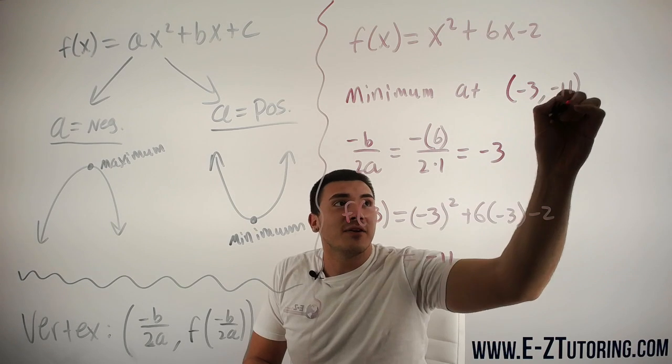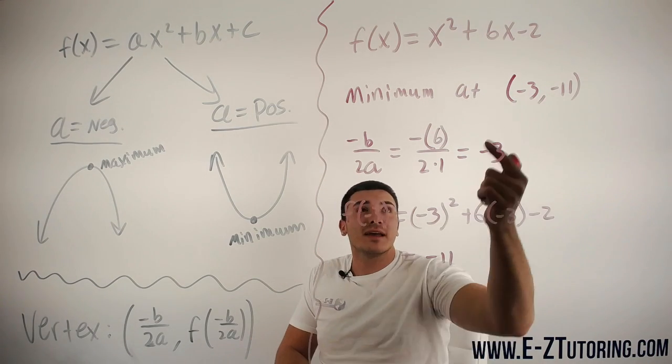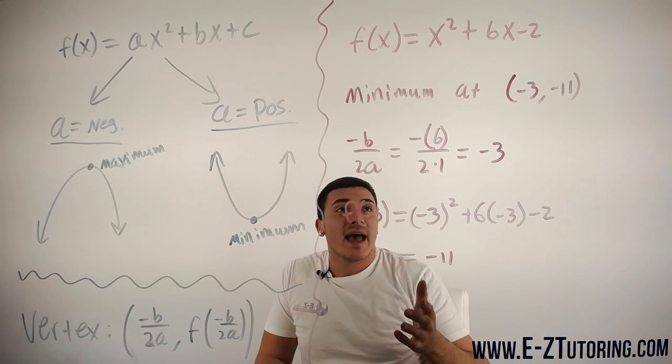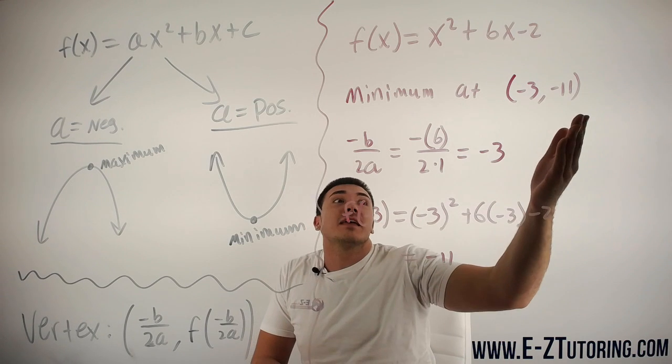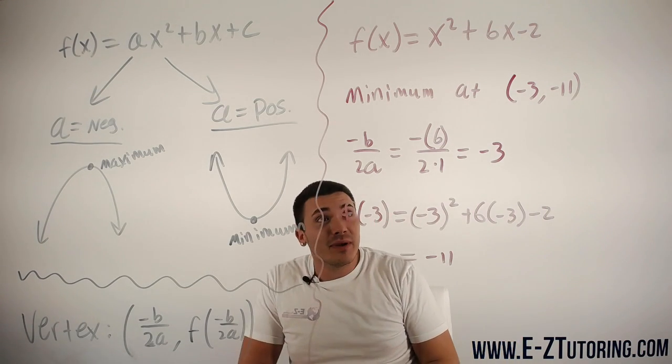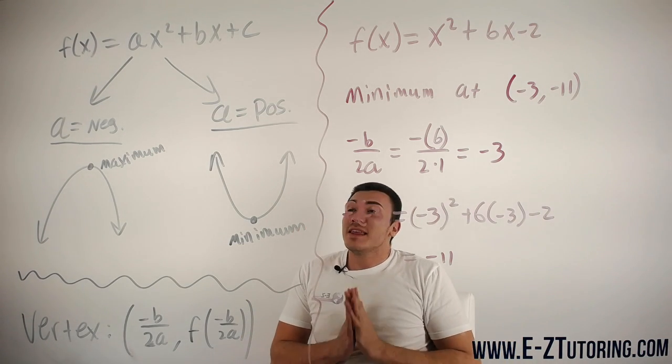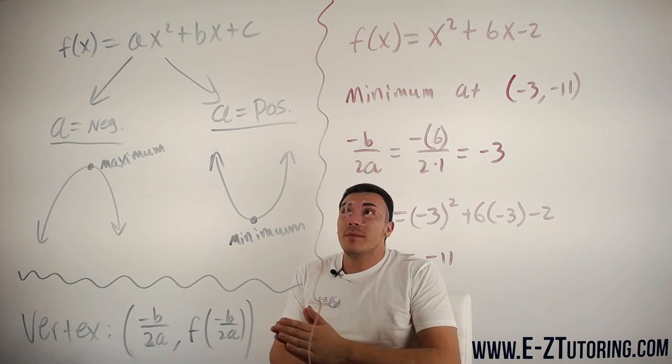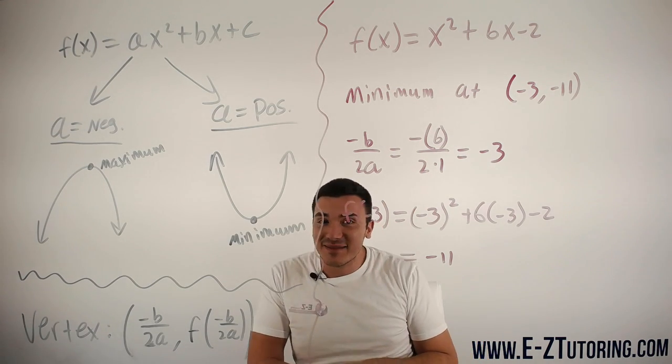Now, this depends on how your teacher will want you to answer it. You can either just give the point, or you can say it has a minimum of negative 11 at x equals negative 3. But either way, this is how you find out whether you have a minimum or a maximum and how you can find it.